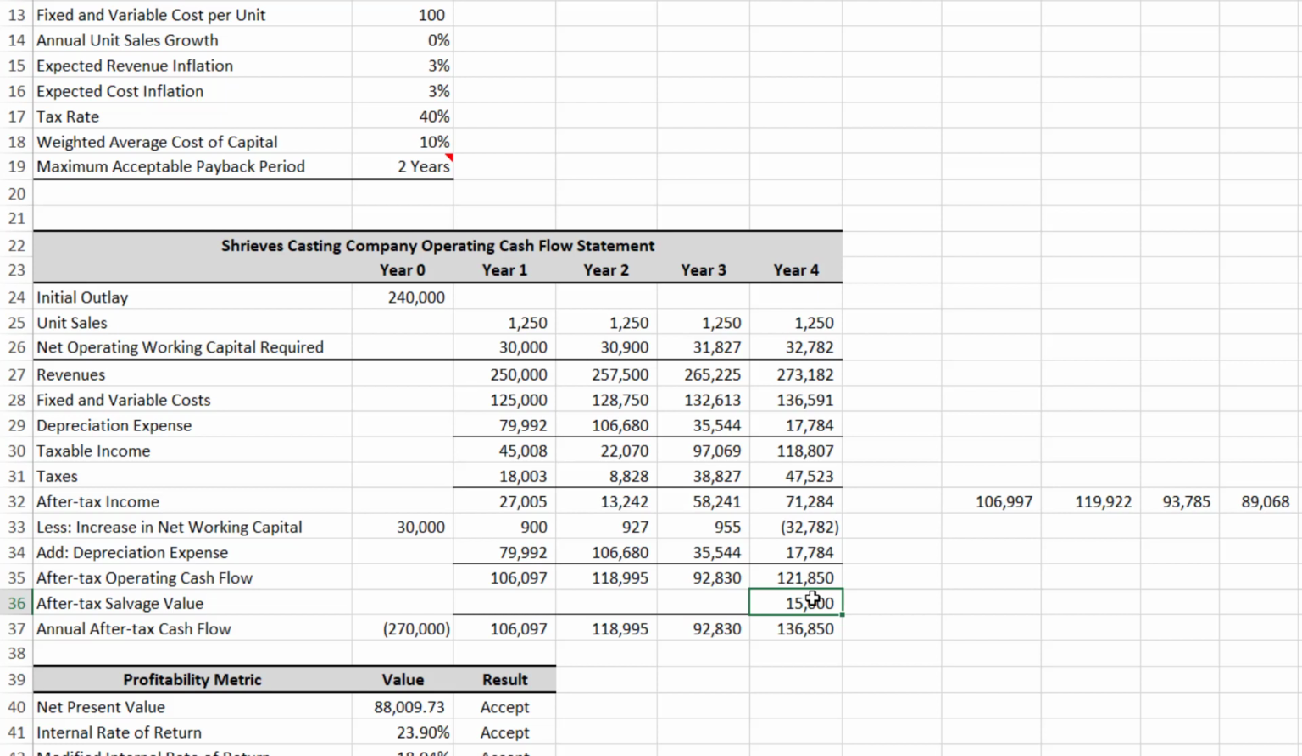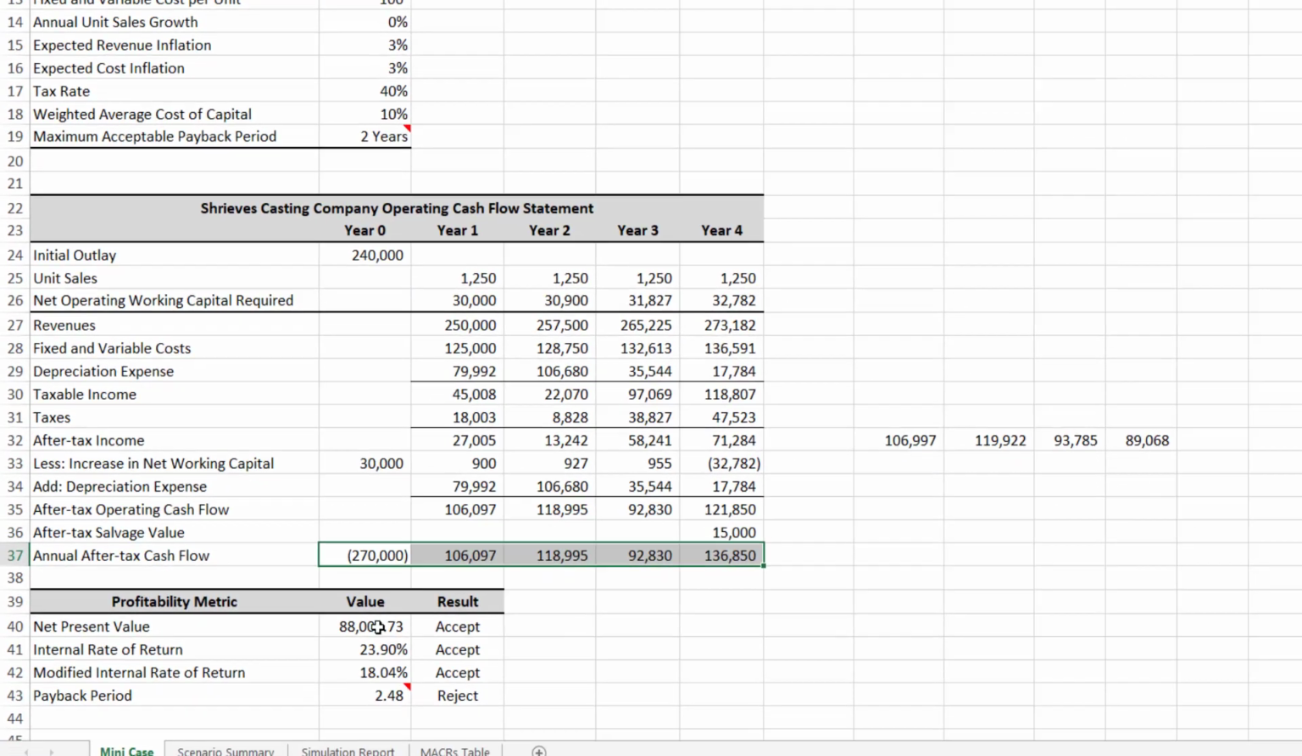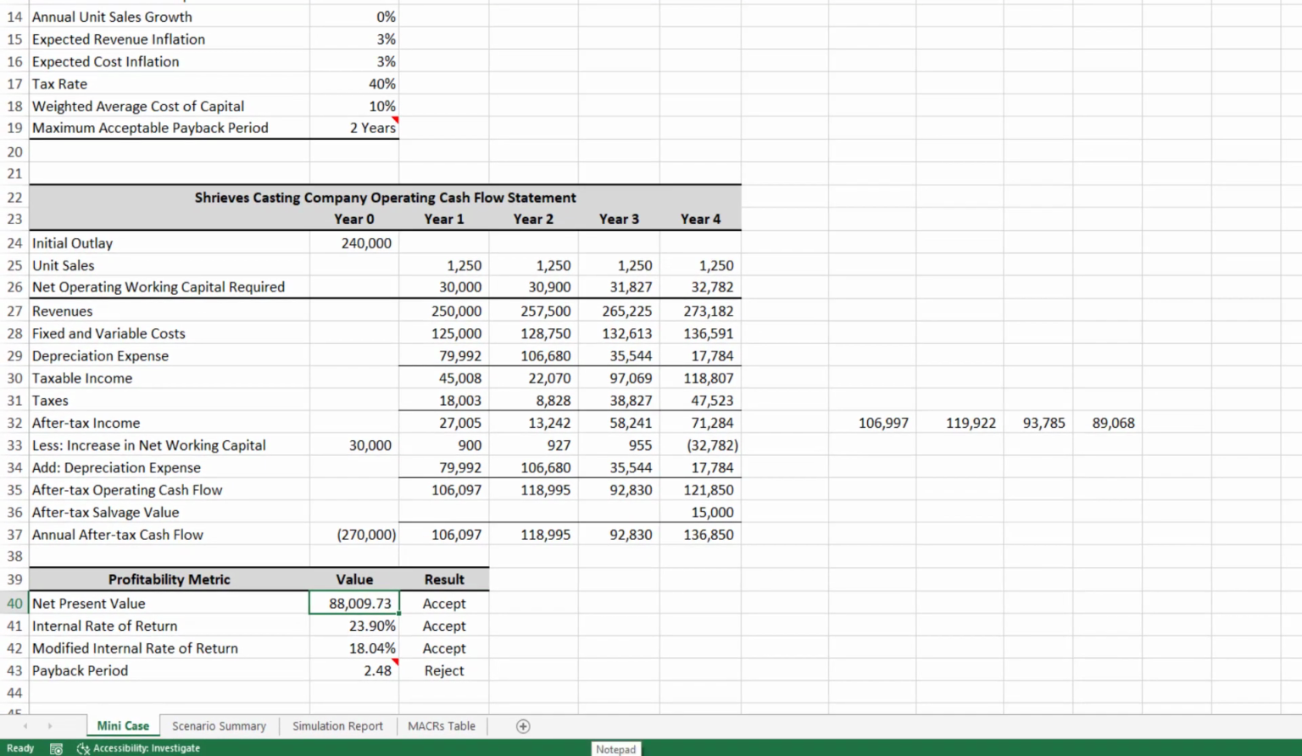So we can sell it for $25,000, but then we depreciated it down to 0. So the taxable amount is the full $25,000, and after taxes, that leaves us with $15,000. So our total terminal cash flow in this problem is $17,782. And then our total cash flow for year 4 is the after-tax operating cash flow plus that, which gives us $136,850.